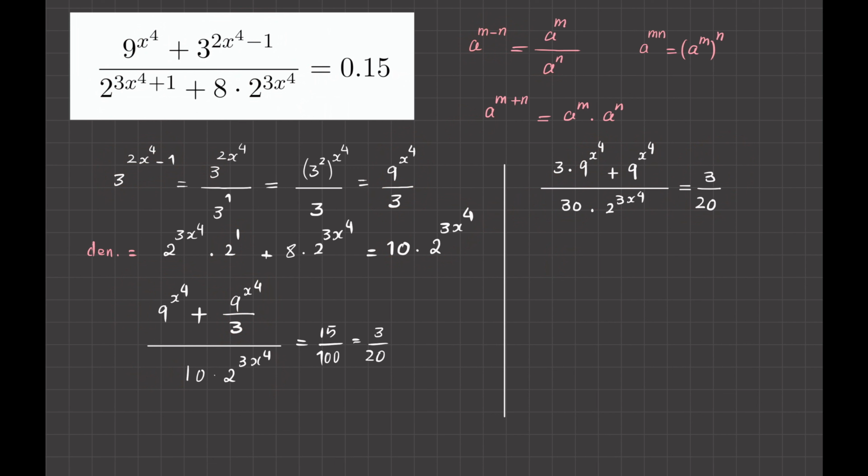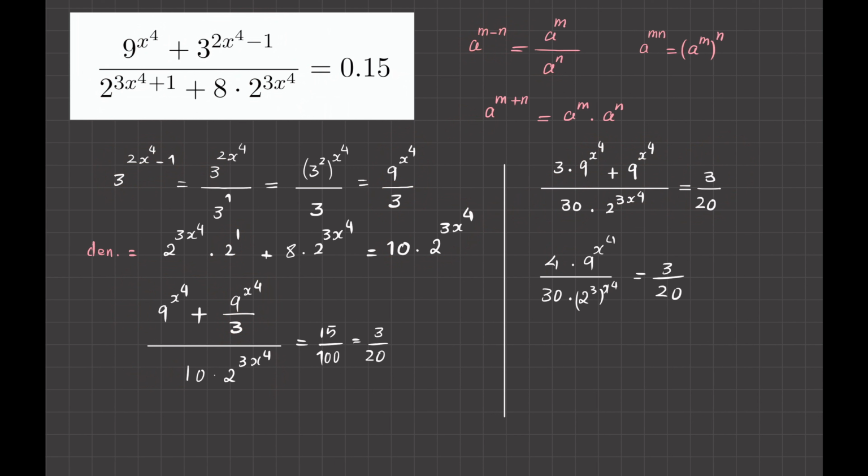So this becomes equal to 4 times 9 to the x to the fourth, and then I would write it as 30 times 2 to the power of 3 to the x to the fourth. And then because I am seeing that the exponent here is 3x to the fourth and here is x to the fourth, I want to make the exponents the same. So what I will do, I will write 2 to the power 3 to the power of x to the fourth. And on the right hand side I will have just 3 over 20.